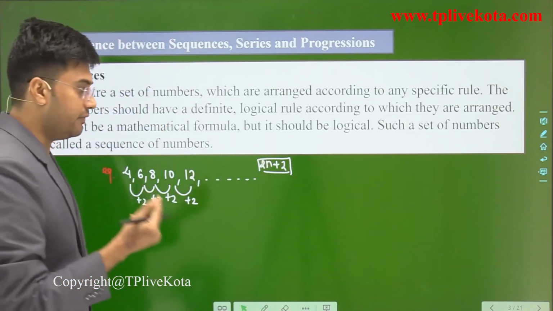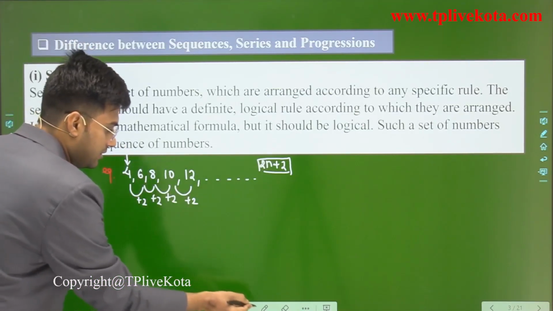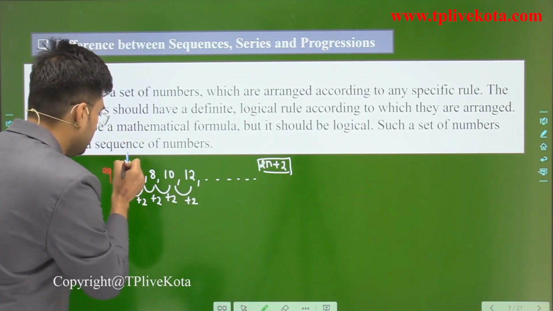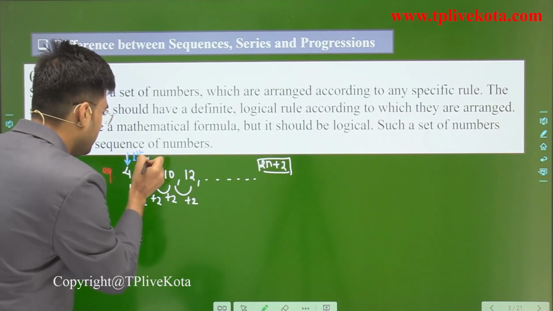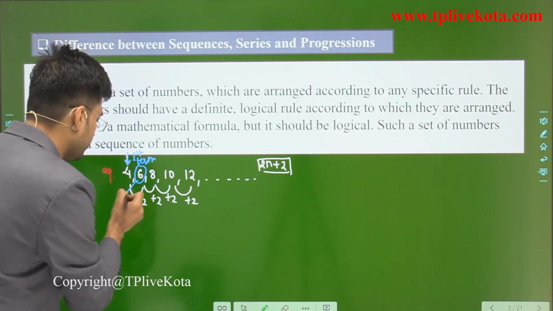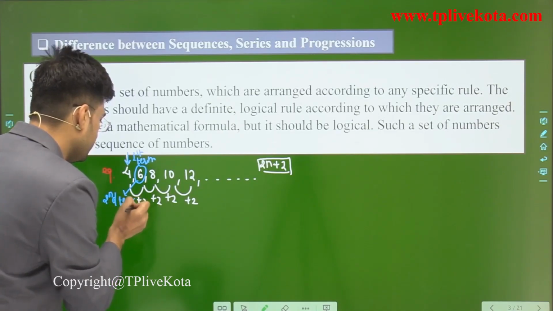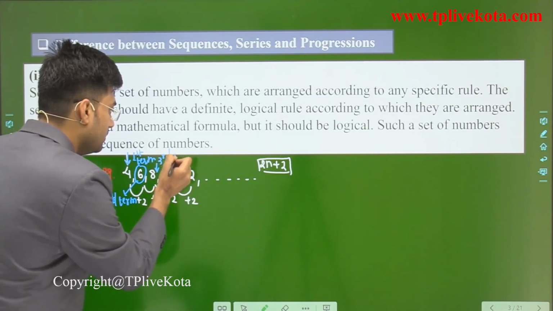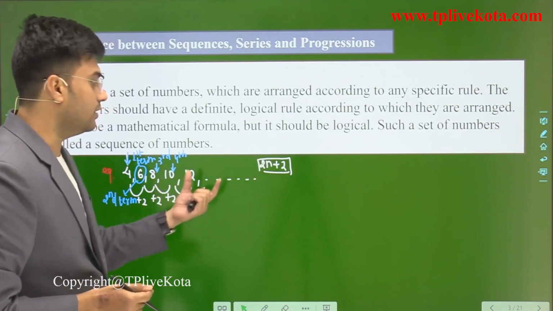When we put n equal to 1, that means the first term. This is the first term, this is the second term, similarly this is the third and this is the fourth. And this is the general formula to find the terms.